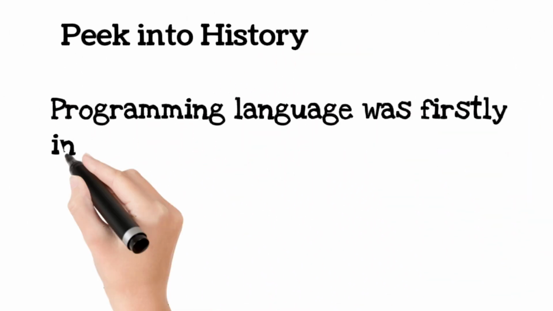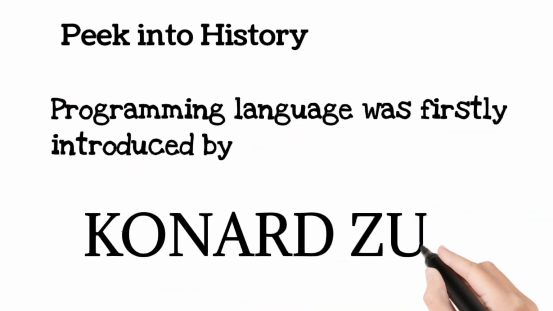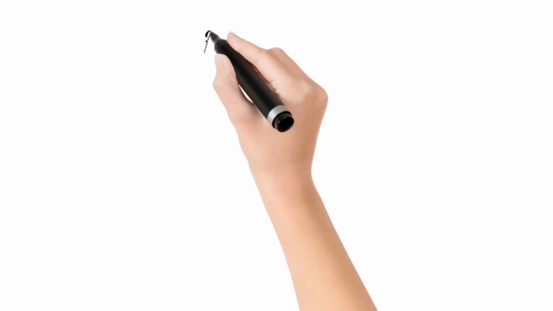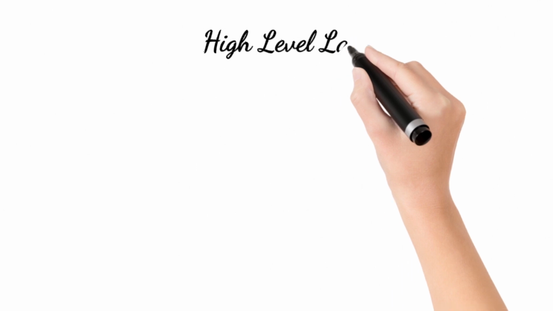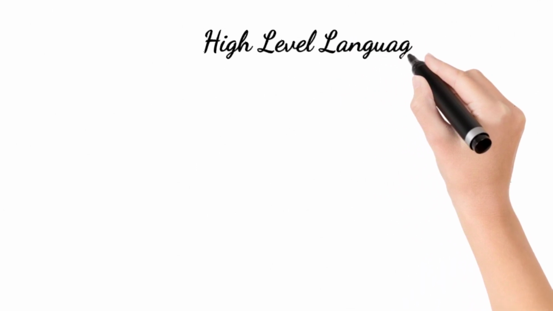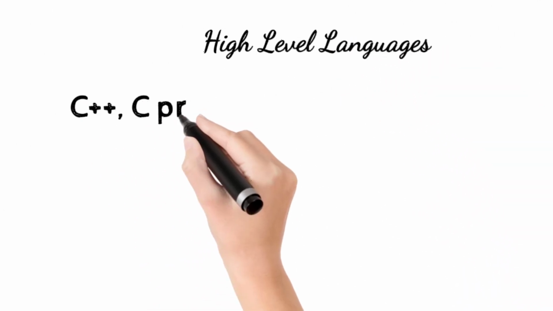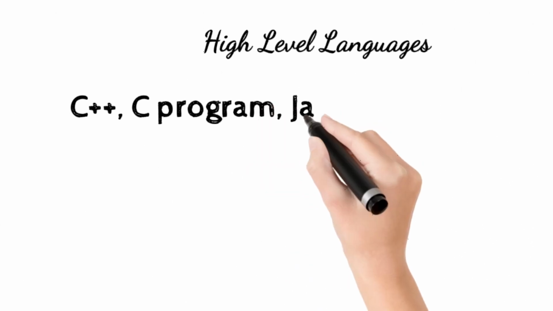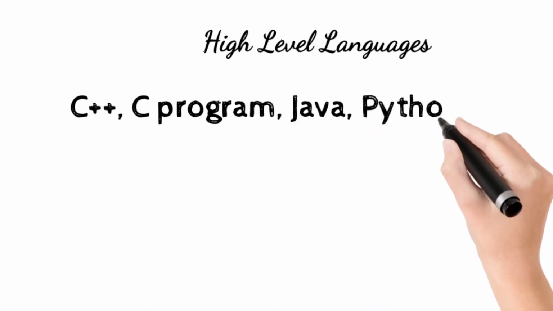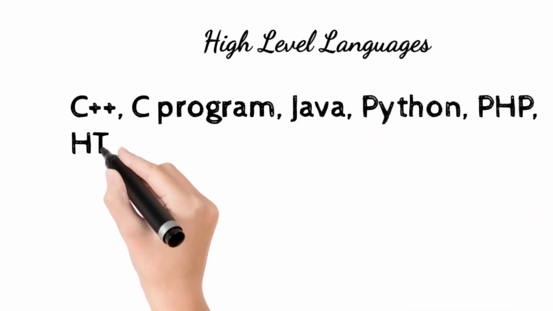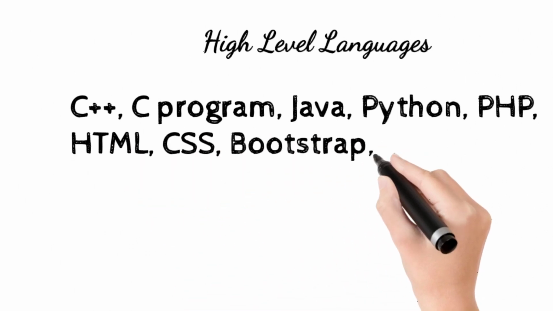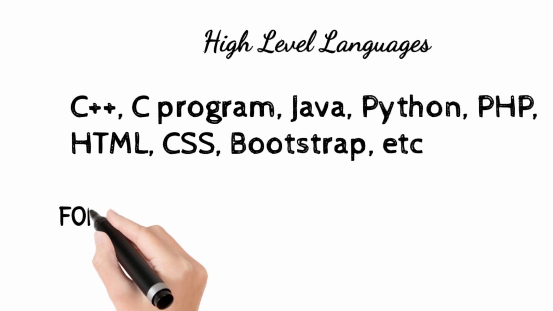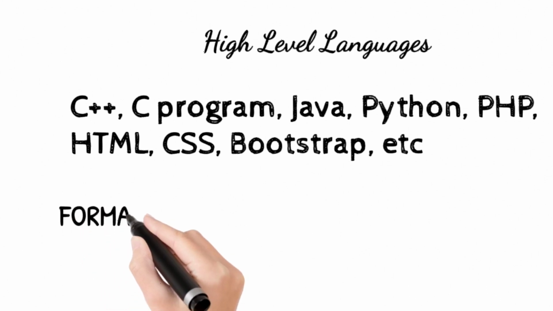Let's take a quick peek into history. Programming language was first introduced by Konrad Zuse. Now we will learn about high-level languages. High-level languages are C++, C, Java, Python, PHP, HTML, CSS, Bootstrap, etc. These are all high-level languages. There are many more high-level languages which we will learn about in brief afterwards.